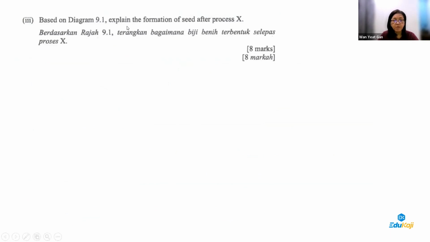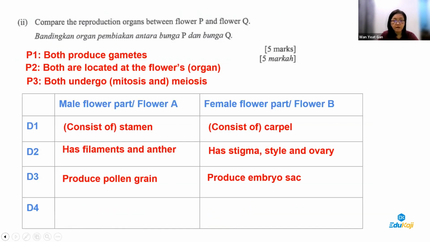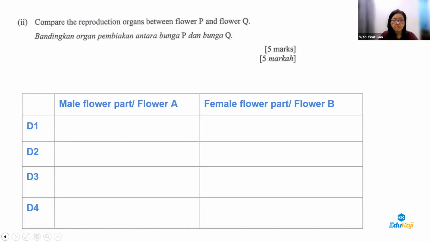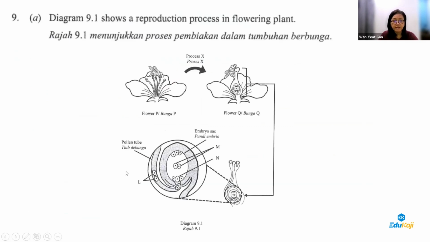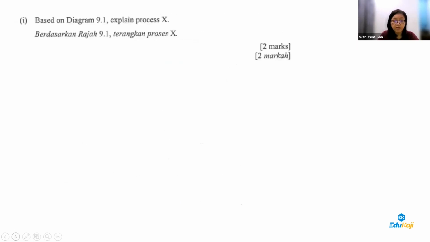Based on diagram 9.1, explain the formation of seed after process X. Okay, let's look again, back to process X here. So after process X, which is pollination, we want to see what's the event that takes place until the fertilization of the egg cell, until the formation of zygote, yeah?